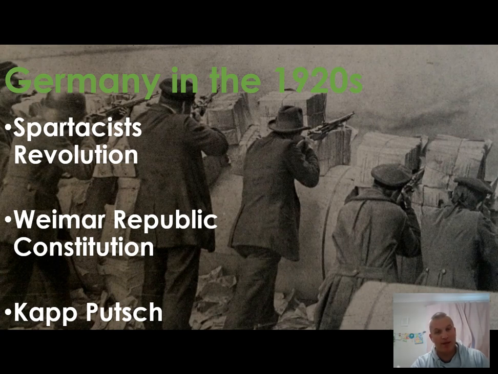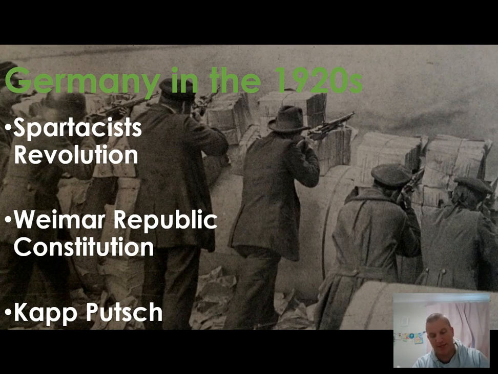After that is crushed, they bring in the Weimar Republic Constitution, which sets out all the freedoms that this new Weimar Republic has. Yet it has two fatal flaws in it, and both of these flaws actually undermine democracy. So here is a constitution that's meant to uphold democracy, but it has two aspects that will undermine it. The first one is what's called Article 48.